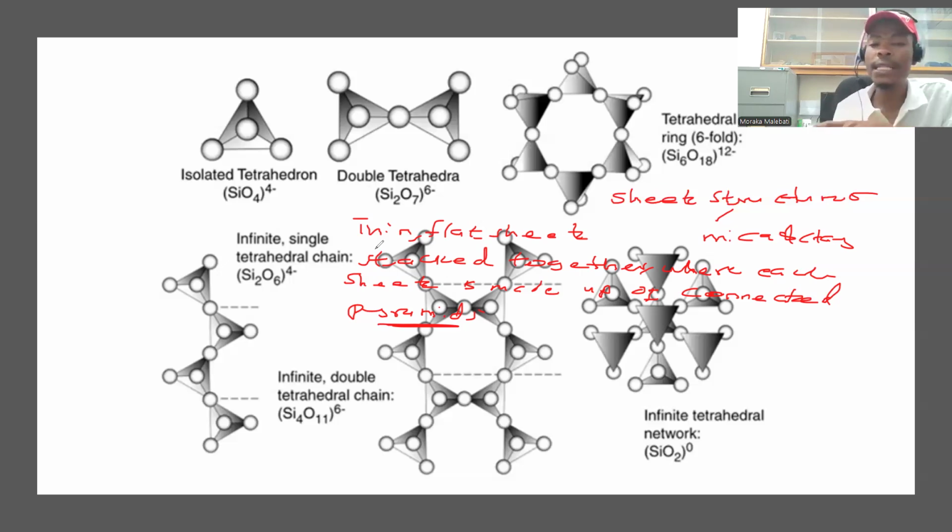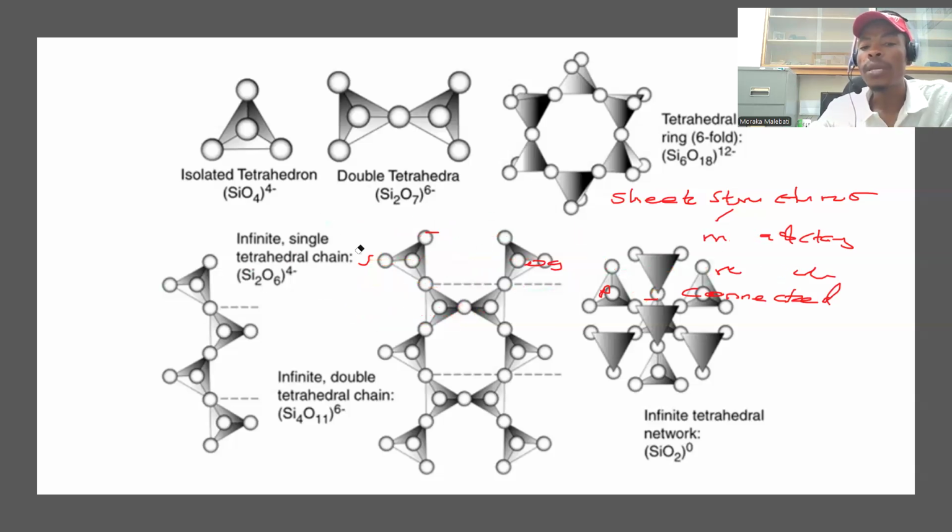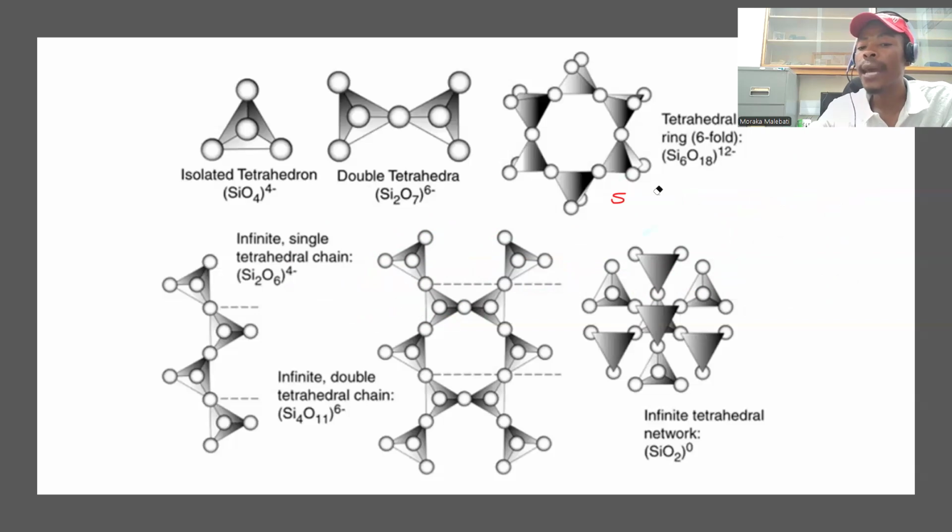And then in the end, we are having the tetrahedra, or three-dimensional frameworks. Or if you don't want to say three-dimensional frameworks, you can say the infinite tetrahedral network. That's what we basically see in quartz, and not only that, but also the zeolites and then feldspars.